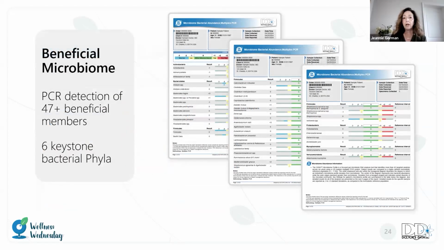So I won't belabor going through detail by detail, but I do have some examples coming up. The next 3 pages of the test are the findings from the membership, the beneficial membership listed phylum by phylum, 47 different members of the 6 keystone bacteria.